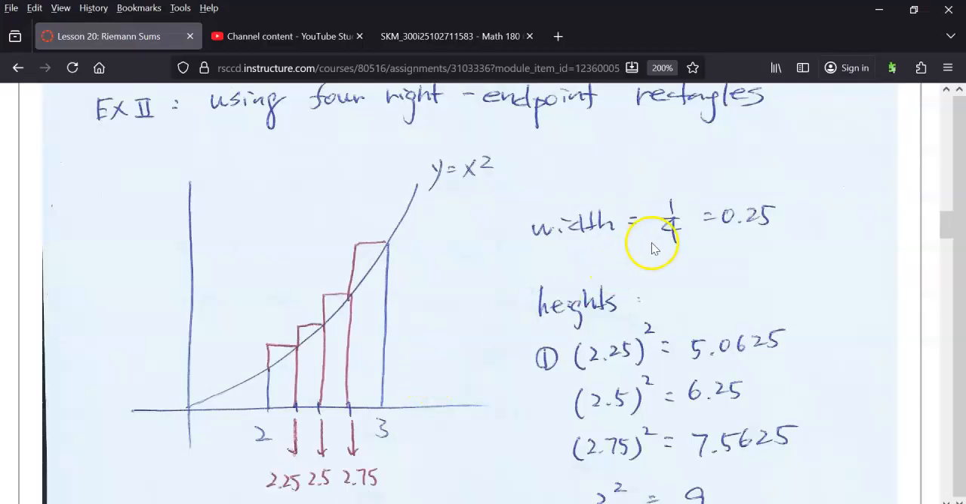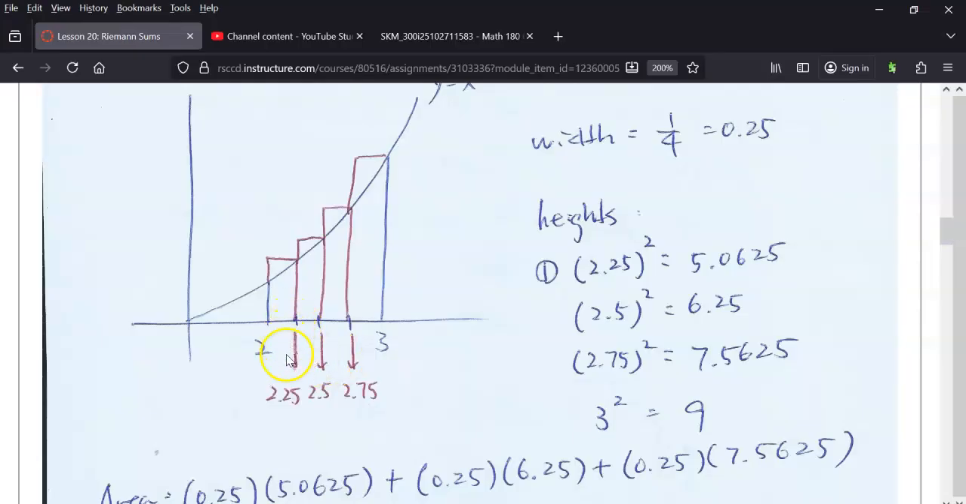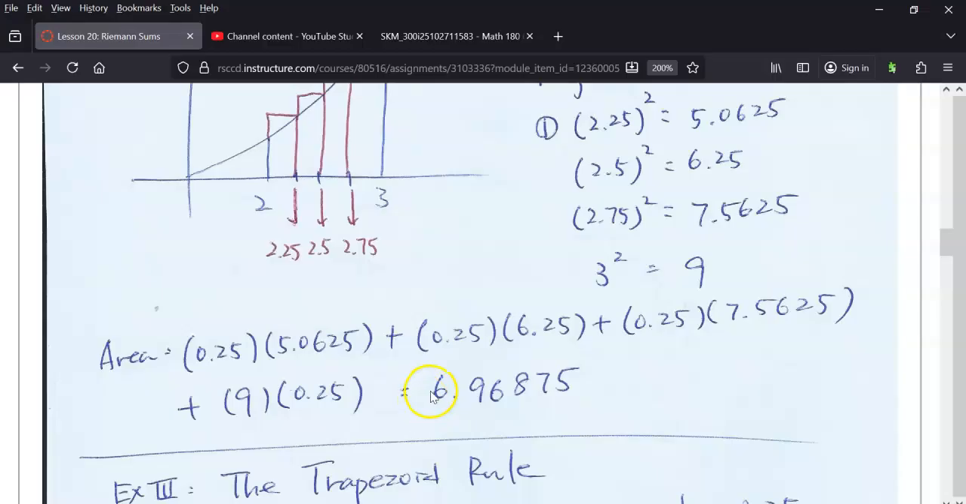So we're going to do the same thing. The width is still 1/4, but this time we use the right-hand side. So we start at 2.25 for the first rectangle. For the second rectangle, the height is evaluated at 2.5, then 2.75, and the last one at 3. We take those four values and plug them into the original function. These four numbers are the heights of the rectangles. To find the area, we take 1/4 times the first height, second height, third height, and fourth height. Together we get 6.96875.